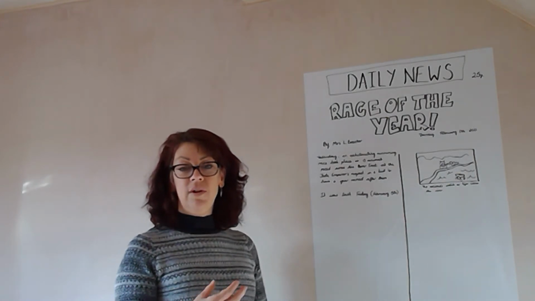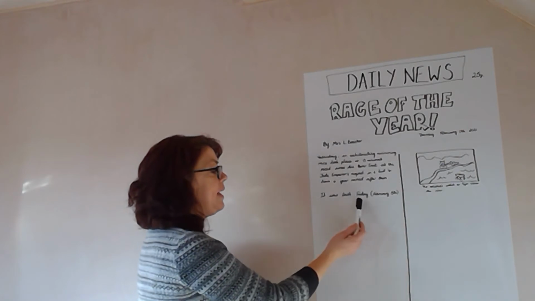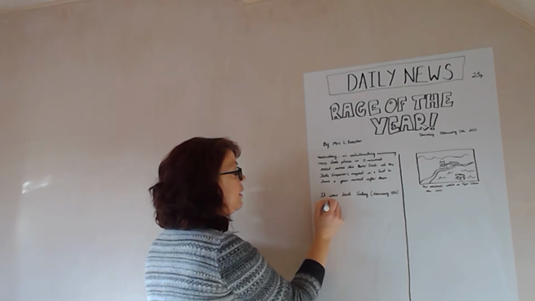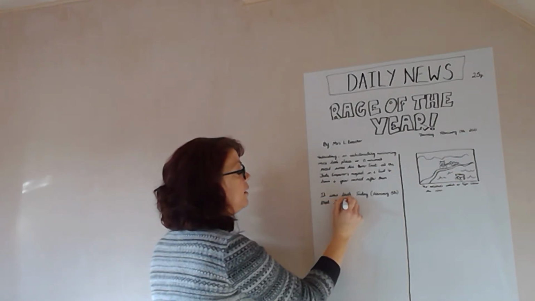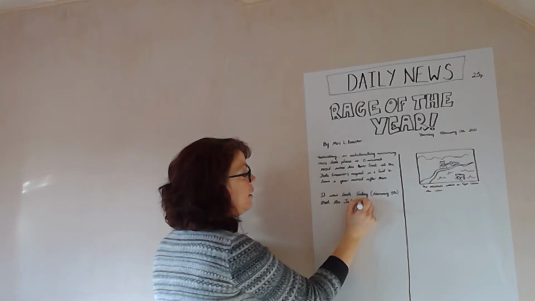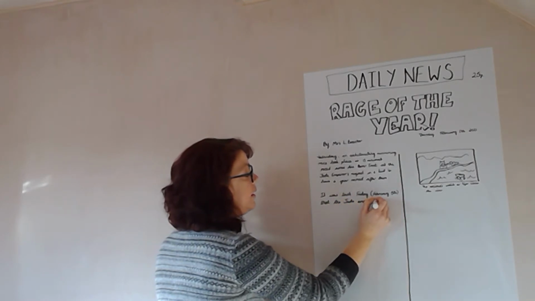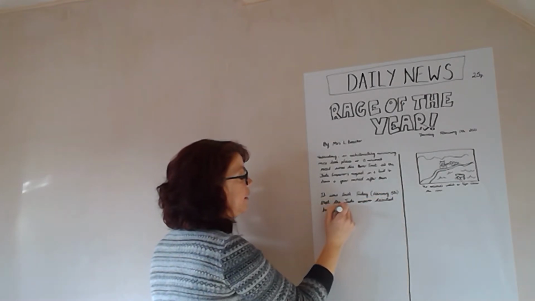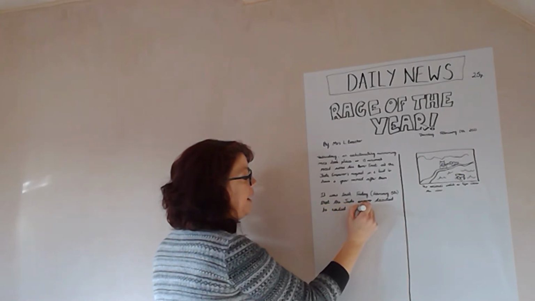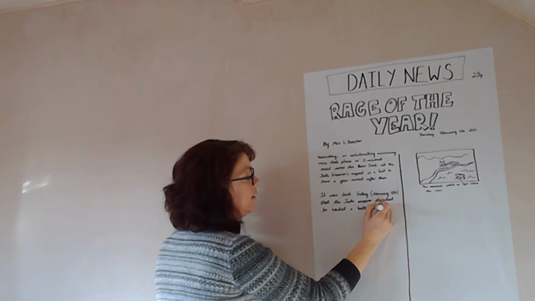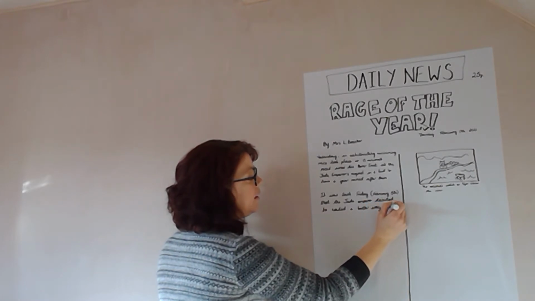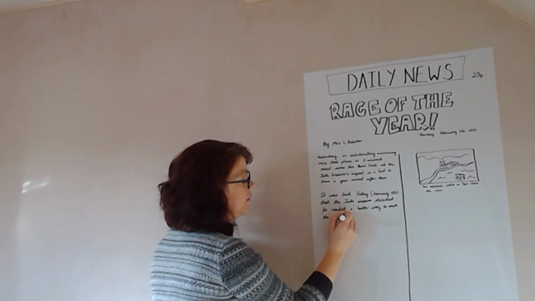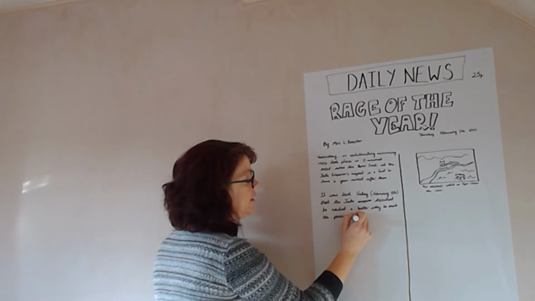So this is where you will tell your reader precisely what's happened. So it was last Friday, February the 5th, I've put in brackets there, that the Jade Emperor decided he needed a better way to mark the passing of time.